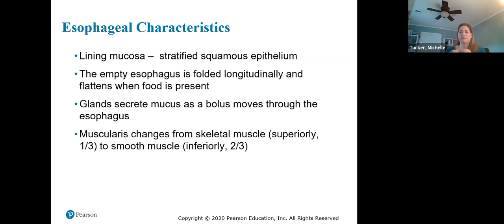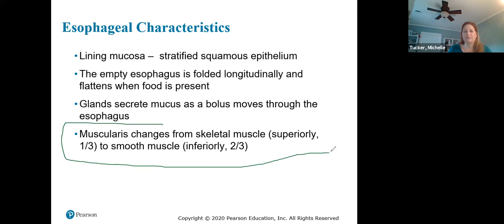The muscularis externa layer is going to change. This is kind of interesting, I think, in that the esophagus is a transition zone. The muscularis layer is going to change from skeletal muscle up by the pharynx, and then as it gets closer to the stomach, it transitions to smooth muscle. So the esophagus is skeletal muscle and then smooth muscle. I think that's really interesting.